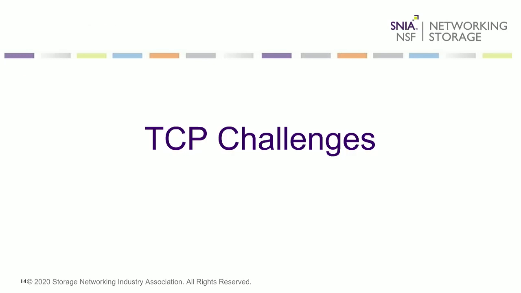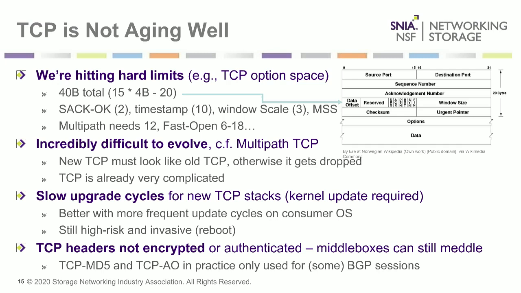What are some of the challenges specifically with TCP that we have seen over the years? Right, we're really hitting hard limits. I don't know if you can see that little graph there. It's the TCP header, and you will see that there's an arrow through a field, and that field is telling you how many option bytes you can put into that header. The maximum number of option bytes in TCP is 40, which is not a lot.